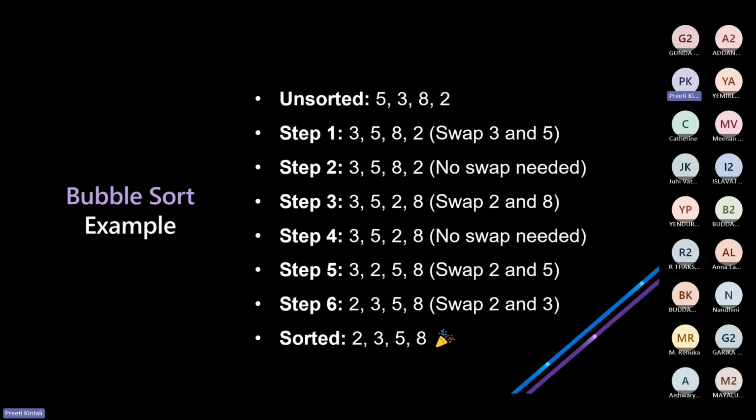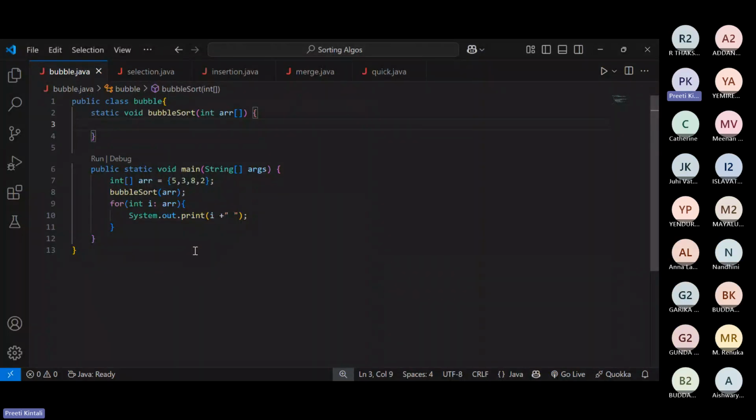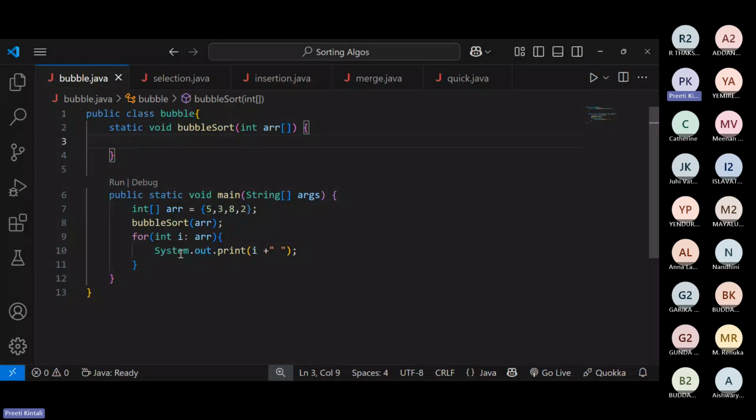So now let me quickly show you the code of this bubble sort. I have already previously written the base code which is needed. So here you can see I have already written the main method where I have declared the same array, and the bubble sort of array call, because I am going to call that method. And then I have printed the elements after we have performed the bubble sort.